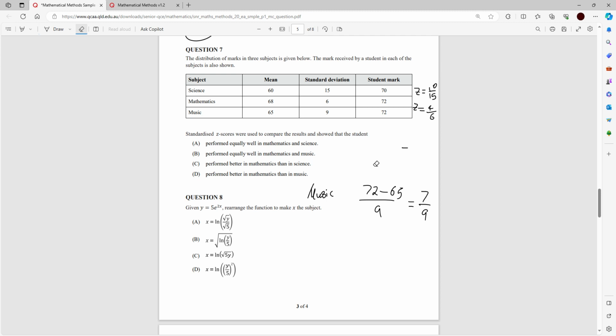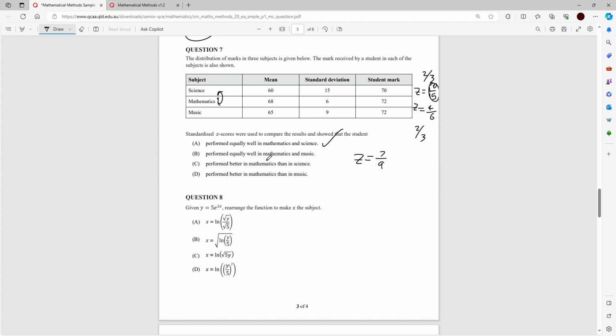So whoever's got the biggest Z-score did the best relatively. Okay, so the Z-score, 7 over 9. We have the Z-score. This can be simplified to 2 on 3. And so can this one, 2 on 3. So that means math and science are the same, and music is the highest. Okay, so now we just got to look at the answers, because what they're asking for is pretty much, alright, which one of these isn't true? So, performed equally well in math and science. Okay, that's correct.